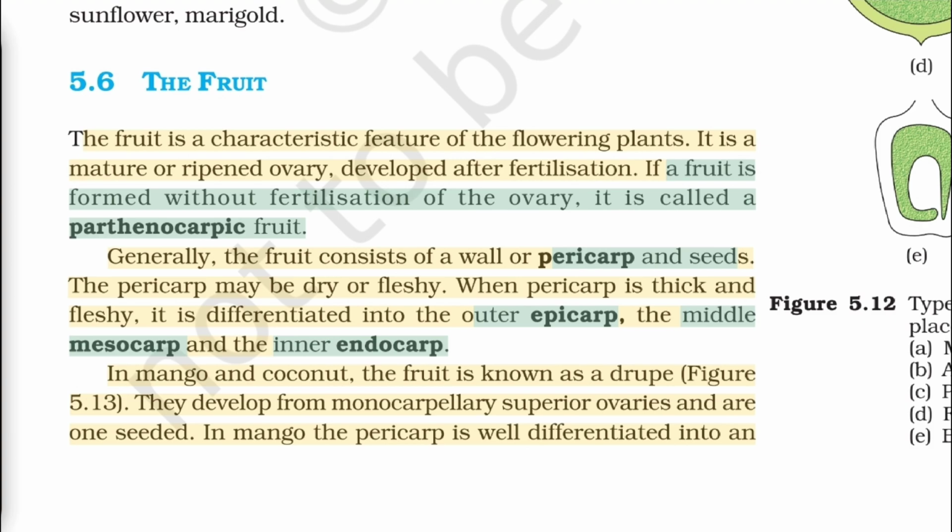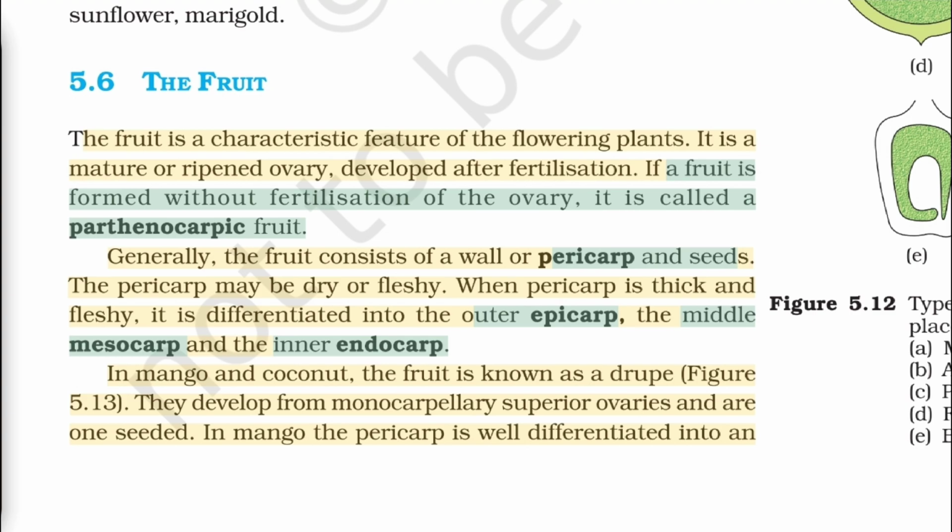If a fruit is formed without fertilization of the ovary, it is called a parthenocarpic fruit. Generally, the fruit consists of a wall or pericarp and seeds. The pericarp may be dry or fleshy. When the pericarp is thick and fleshy, it is differentiated into the outer epicarp, the middle mesocarp and the inner endocarp.